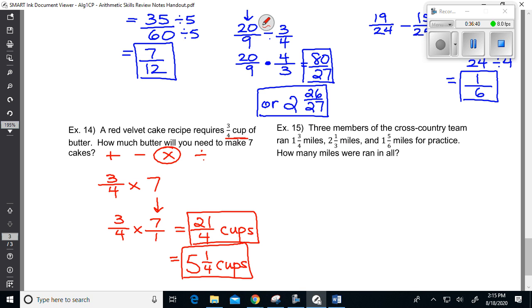So, these are the miles that they ran. How many miles were ran in all? Is this adding, subtracting, multiplying, or dividing? This is definitely adding. So, 1 3/4 plus 2 1/3 plus 1 5/6. I wrote mine going from left to right. If you're used to writing your fractions up and down for adding, that's fine. Do what is comfortable for you.